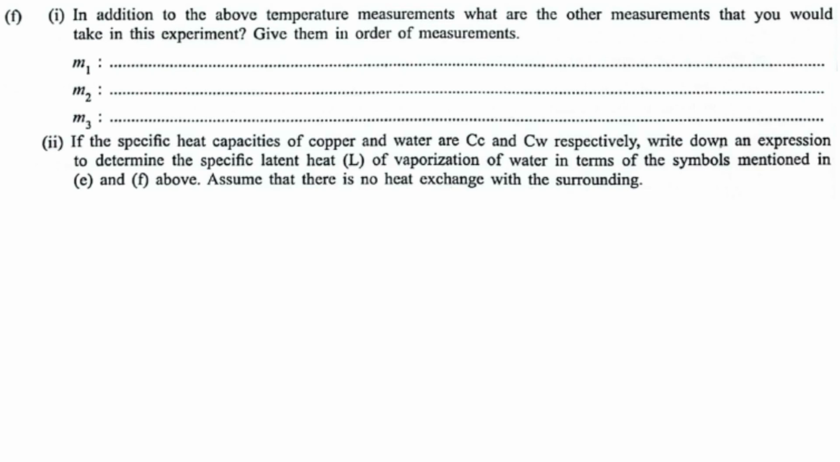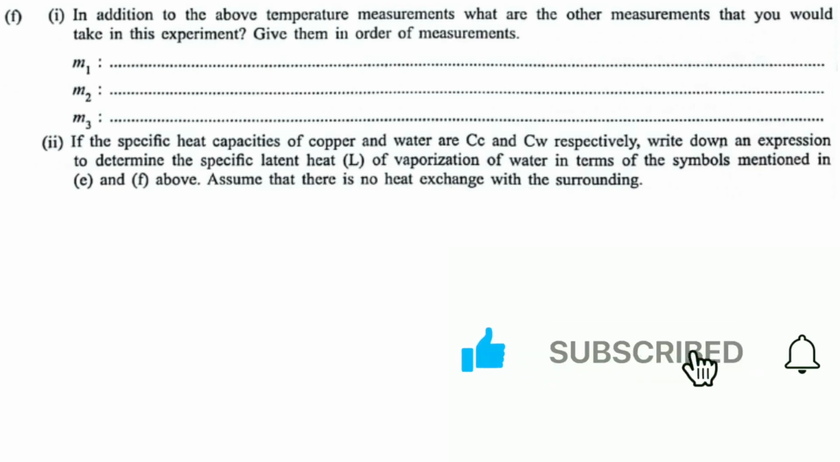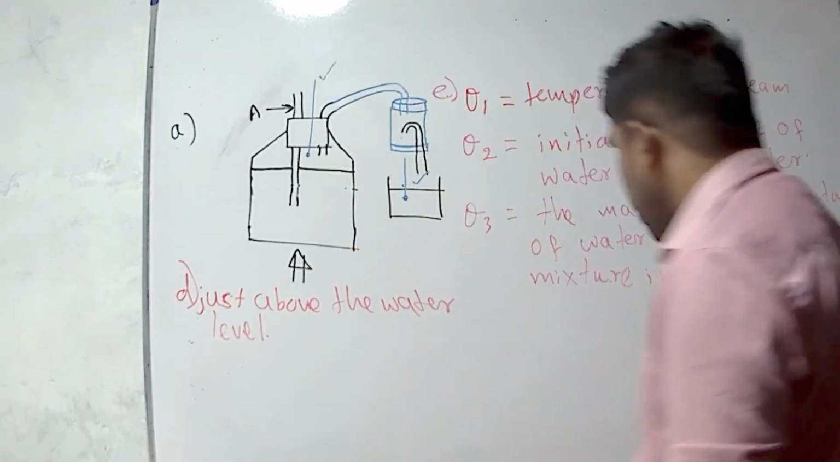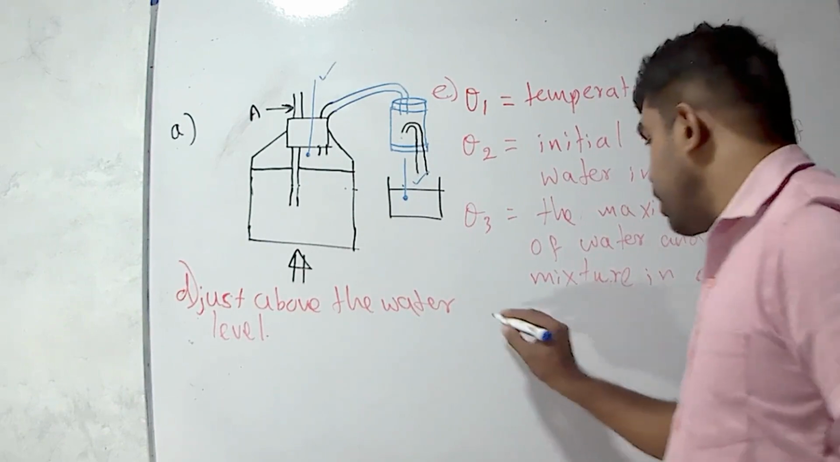In part F, in addition to the above temperature measurements, what are the other measurements that you would take in this experiment? Give them in order of measurement. There are three mass measurements we have to obtain in this experiment.